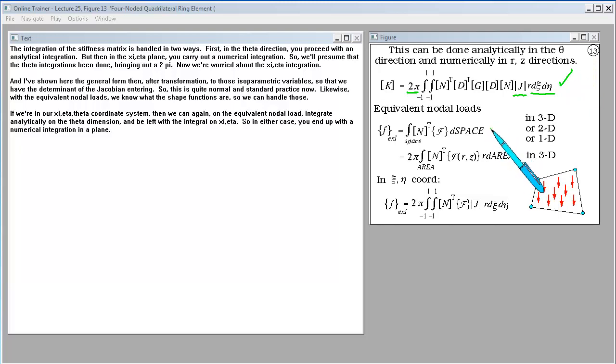Likewise, with the equivalent nodal loads, we know what the shape functions are, so we can handle those. If we're in our xi eta theta coordinate system, then we can again, on the equivalent nodal load, integrate analytically on the theta dimension and be left with the integral on the xi eta. So in either case, you end up with a numerical integration in a plane.